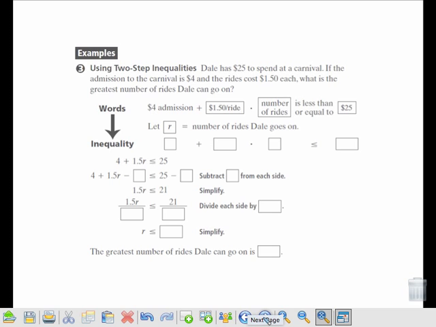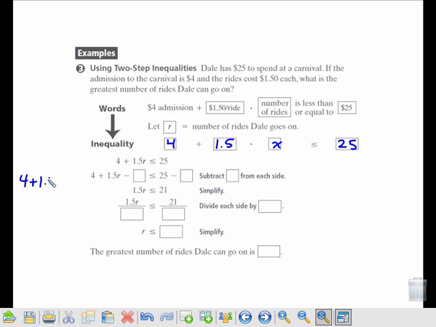Then the last thing we have is a story problem. So here you get to write an inequality. So Dale has $25 to spend at a carnival. So that means Dale cannot spend over 25. He could spend exactly 25, or he could spend less than 25. So I'm going to have something that's less than or equal to 25. If the admission is $4 and the rides cost $1.50 each, I'm going to have $1.50 times my number of rides, or times x, is less than or equal to 25.